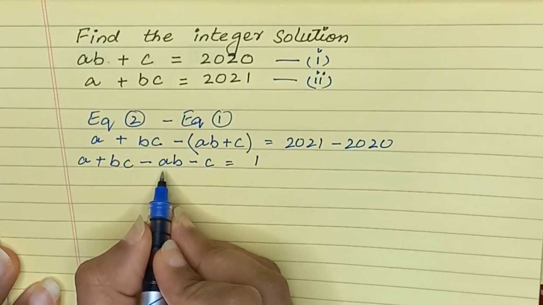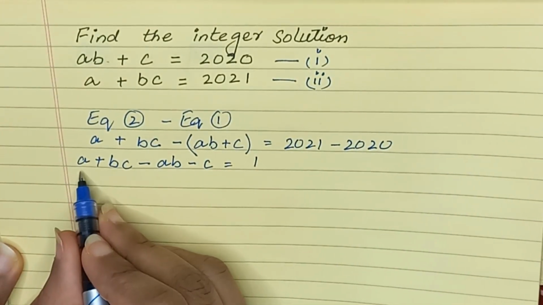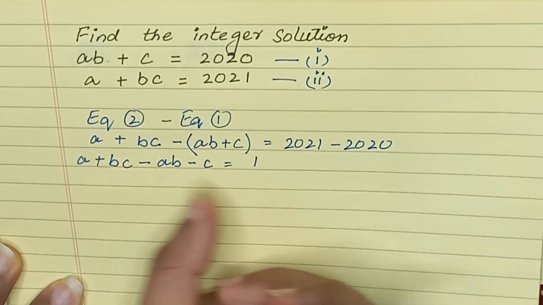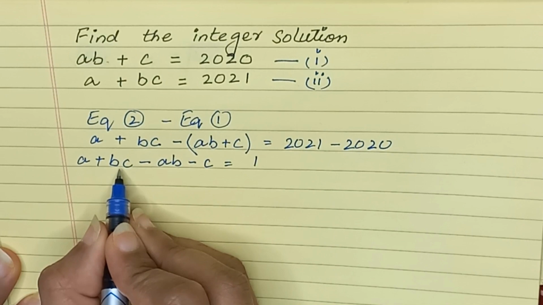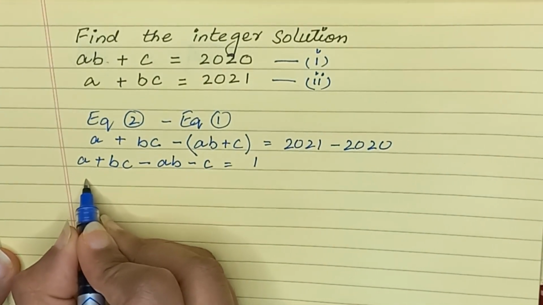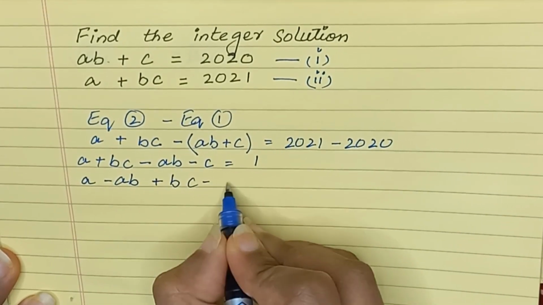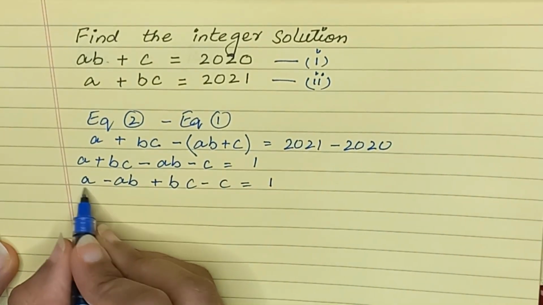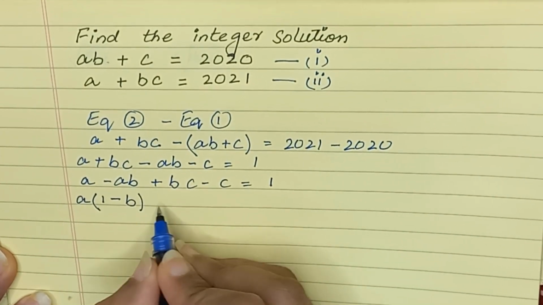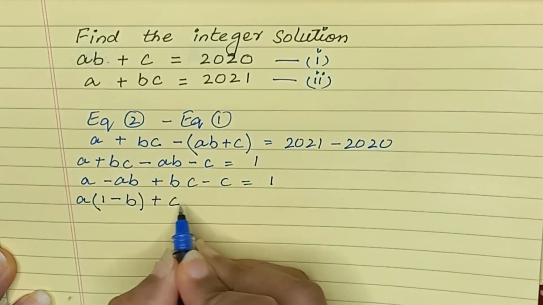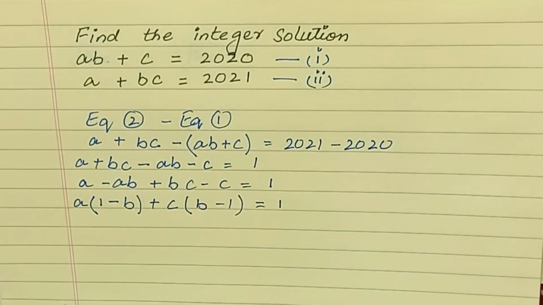So if we combine a and ab, and bc and c, because we can see that a and ab have common a, and bc and c have common c, we will combine the first and third term, and the second and fourth term. a minus ab plus bc minus c, which is equal to 1. So from here we will take common a and we get 1 minus b. And from here c is common, so it will become b minus 1, which is equal to 1.